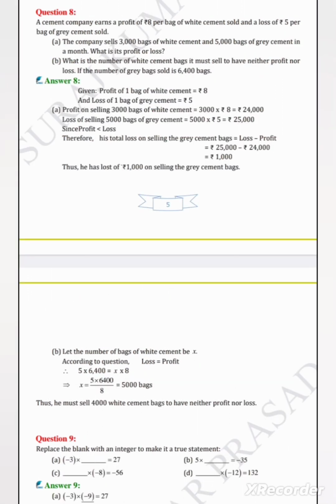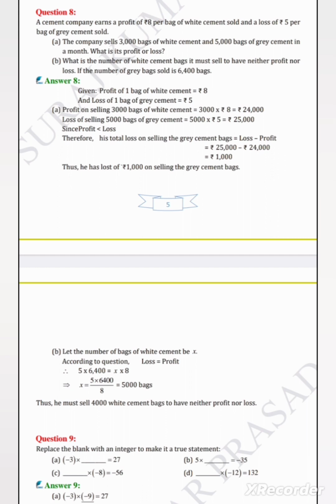Question number 8. A cement company earns a profit of rupees 8 per bag of white cement sold and a loss of rupees 5 per bag of grey cement sold. Here there is a cement company and it gets a profit of rupees 8 while selling white cement and it gets a loss of rupees 5 for grey cement sold.